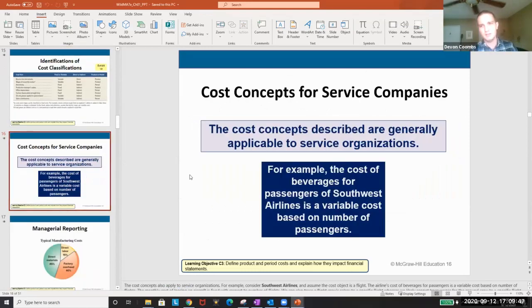So for service companies, these cost concepts are generally applicable. For example, the cost of beverages for passengers of Southwest is a variable cost based on the number of passengers. You can also use these concepts for services to determine the cost per passenger. As a consultant, I could allocate the cost of my software and my computer by customer and determine how profitable my business is. So we can use these for service companies as well. That's what this slide is trying to get at. But ultimately, we're going to be focusing on manufacturing companies in this class.